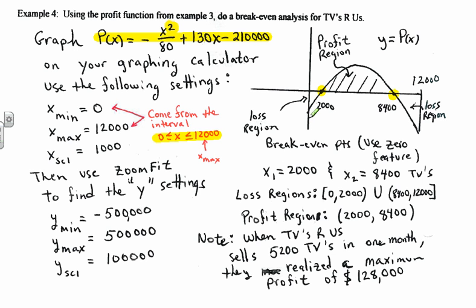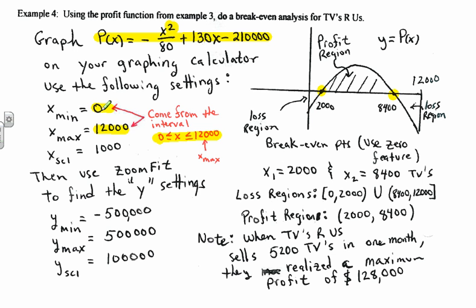So first, let's set the window. I hit the window button on my calculator, and I type in for x min 0. X max is 12,000. And where did these numbers come from? Well, they came from the interval that was given. You always set x max to the right endpoint of the interval, and the left endpoint, which in this case is 0, you make x min.